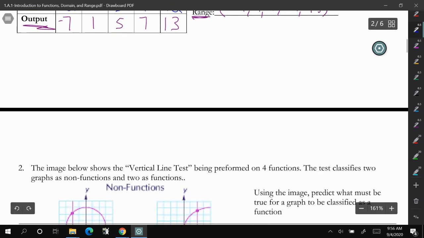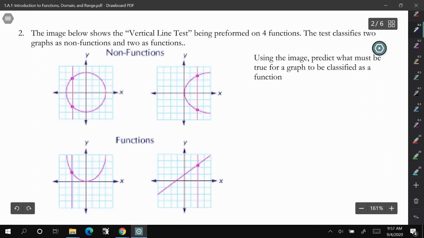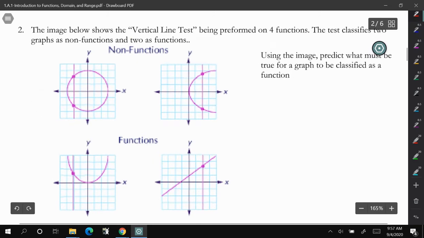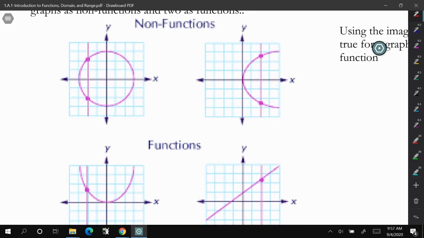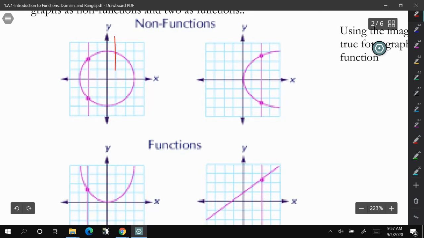All right, let's look at the next page. We can tell if a graph is a function by something called the vertical line test. And the vertical line test is exactly what it sounds like. If you draw a vertical line anywhere and you touch the graph at two different spots, then that graph is not a function. It doesn't matter if at some point you can draw a vertical line to only touch once. If there is any line that touches a graph at 2 points, it is not a function.